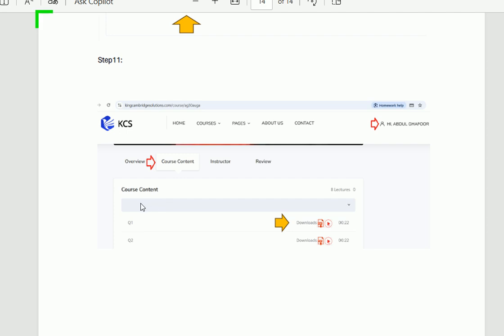On this interface, you will download all the questions of this year. The leftmost icon is for the file and the second icon is for the video. You will find the solutions of all questions in the form of PDF and video file.